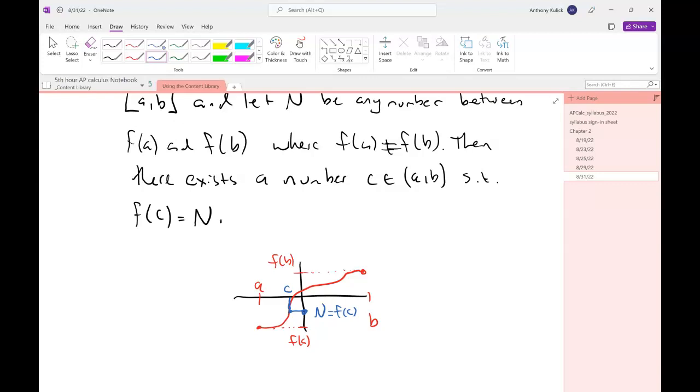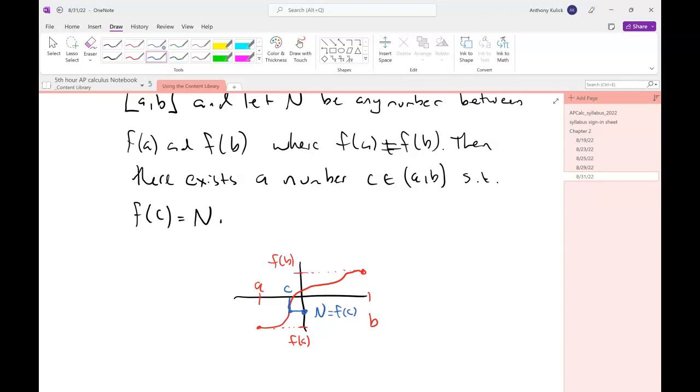It's just saying that if I take some interval over which a function is continuous, and I look at what the function evaluates to at the endpoints, and I pick a value in between those two outputs, there has to be something on that interval that maps to that value. Because you would have had to cross that y-coordinate somewhere going from a to b. You would have had to cross it because it's continuous. There's no way to skip over that y value. Does that make sense to you guys?